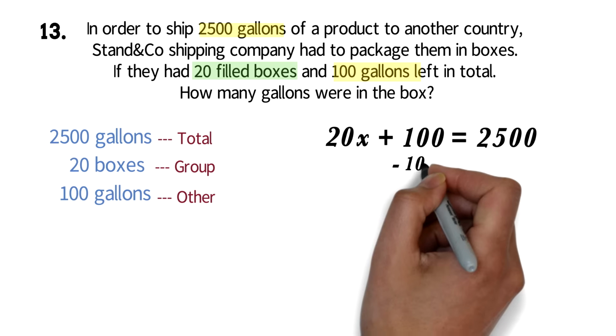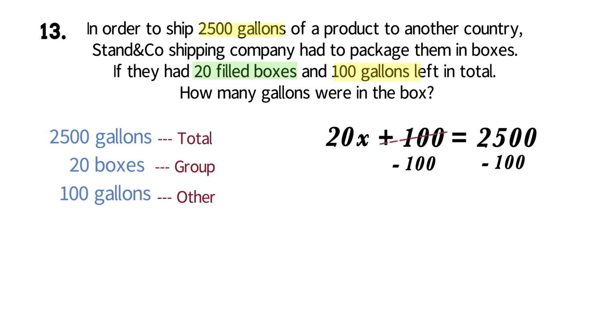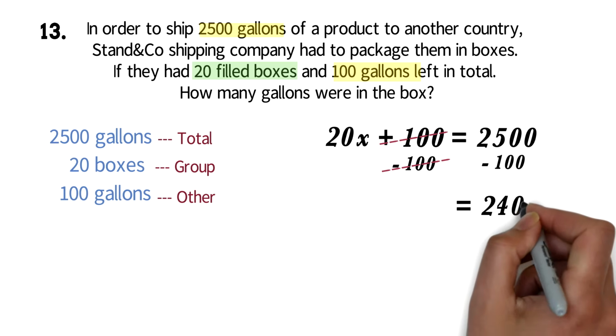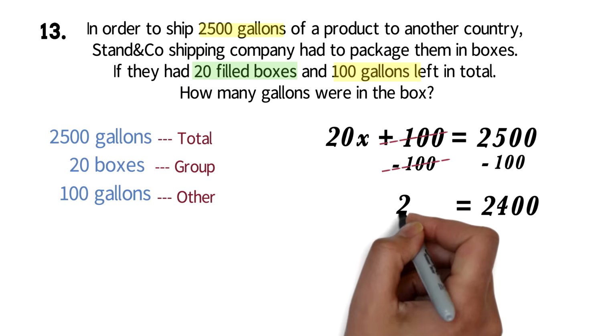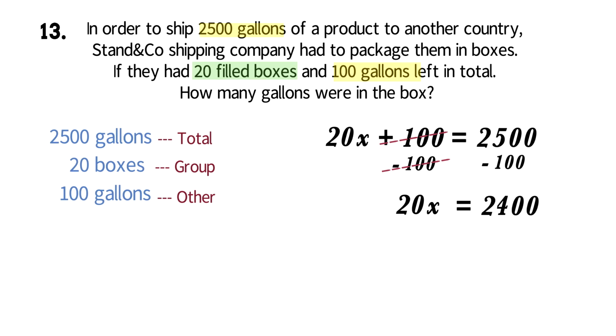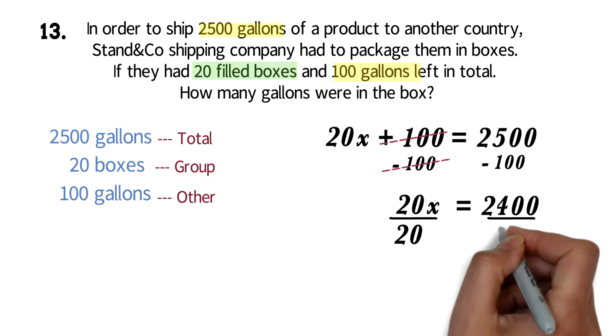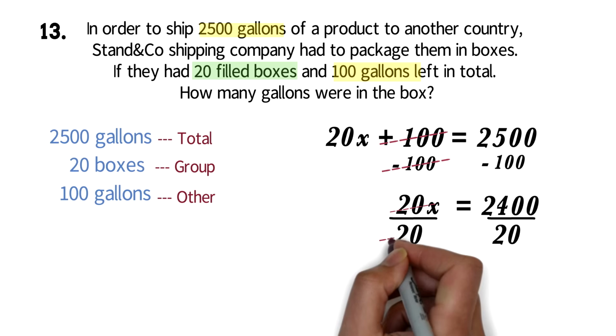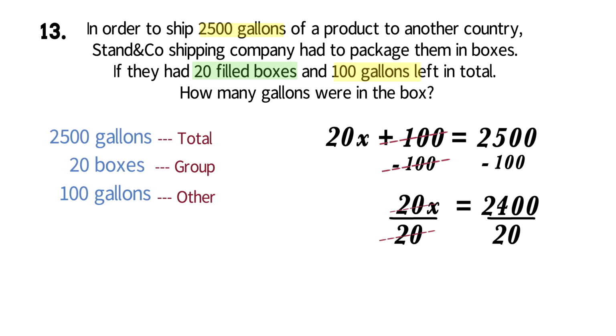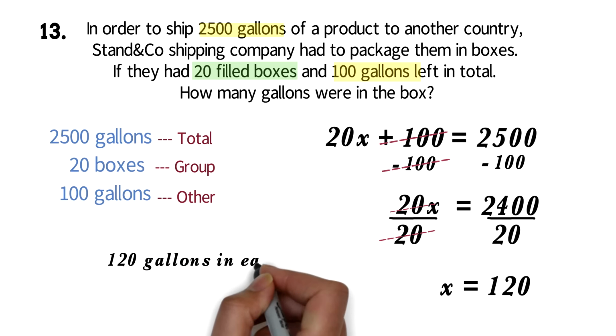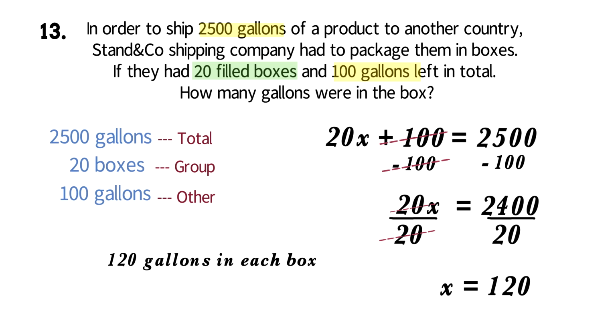Subtract 100 from both sides. These will cancel out. 2,500 minus 100 will be 2,400. We now have 20x equals 2,400. Divide both sides by 20. The 20 will cancel out. 2,400 divided by 20 will be 120. This means there were 120 gallons in each box. The hard part of this question is to be able to pull out the values from the word problem.